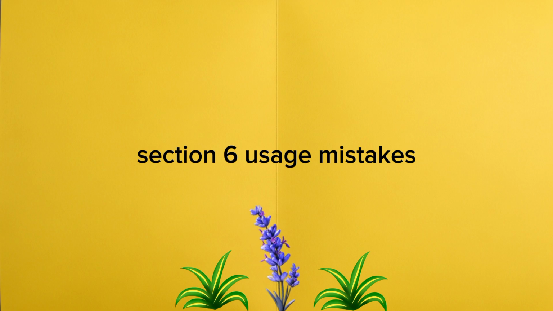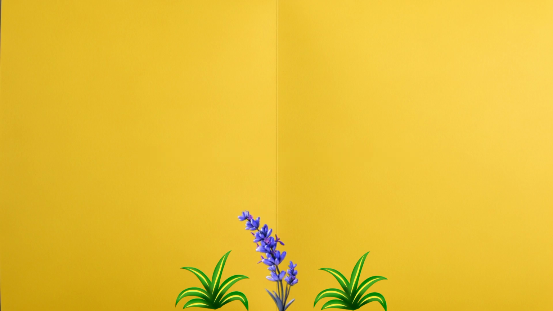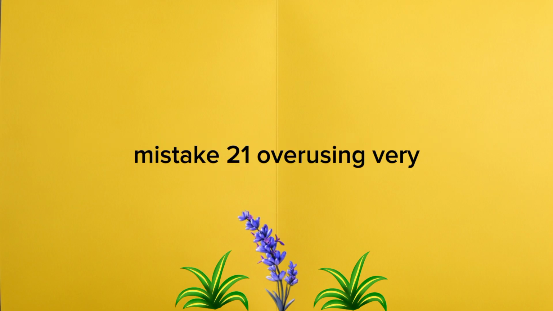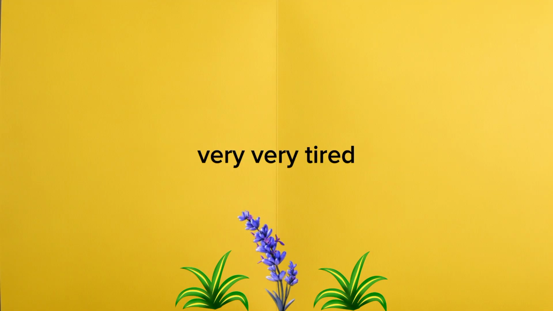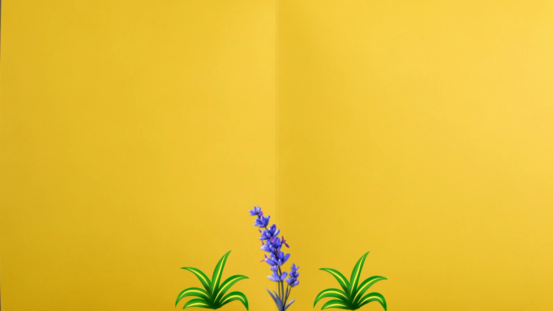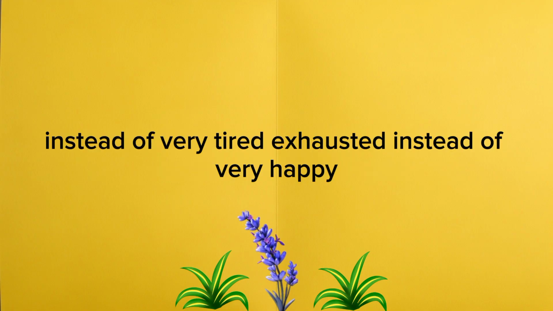Section 6: Usage mistakes. These are mistakes in how we use English in specific situations. Mistake 21: overusing "very." The error: "I'm very, very, very tired." The fix: English has stronger adjectives you can use instead of "very" plus adjective. Instead of very tired, exhausted.